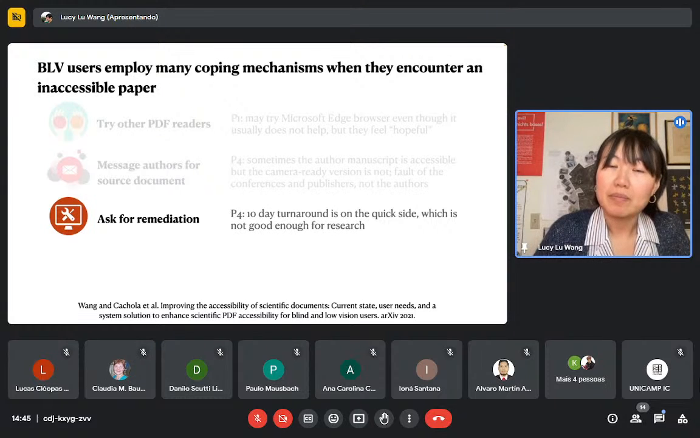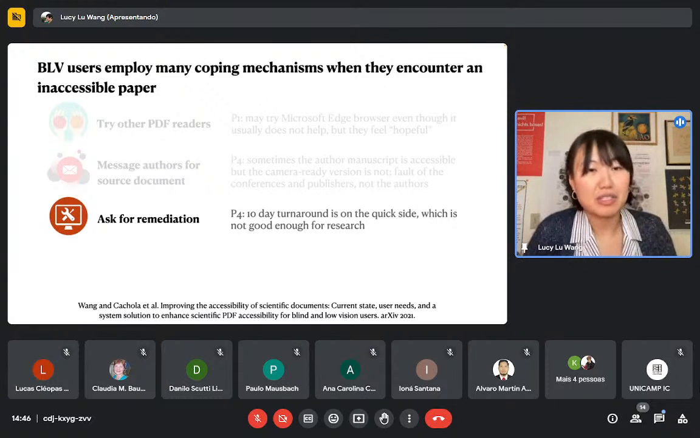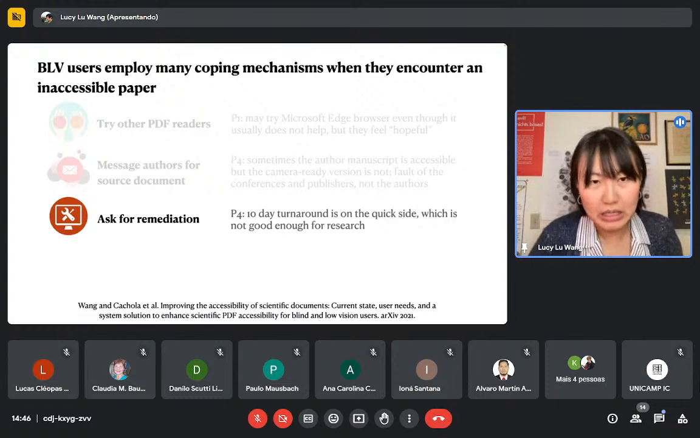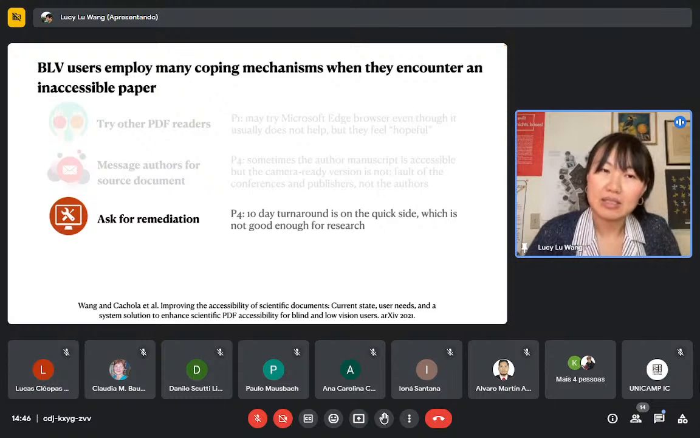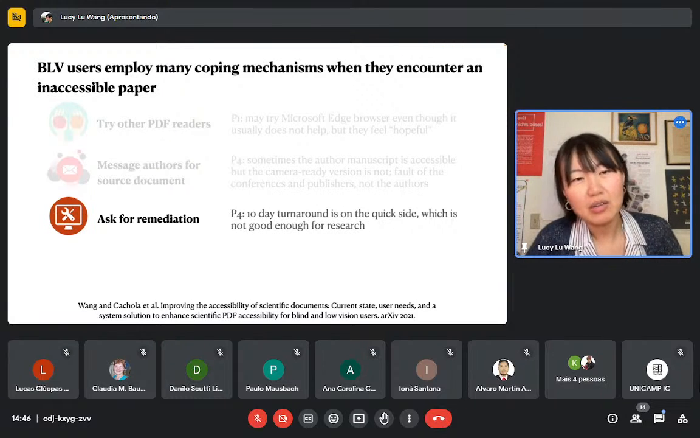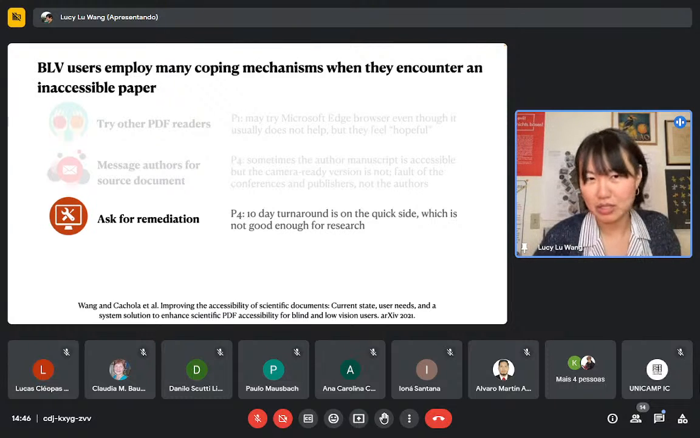For people who have access to remediation resources, some university libraries and accessibility offices will make a document accessible for people who need it. So if someone has access to these resources, they can request remediation. Although this can usually take days or weeks and is typically not fast enough for quickly skimming a paper as part of the research process, right? Because sometimes when we're doing research, we're reading or skimming dozens of papers a day.